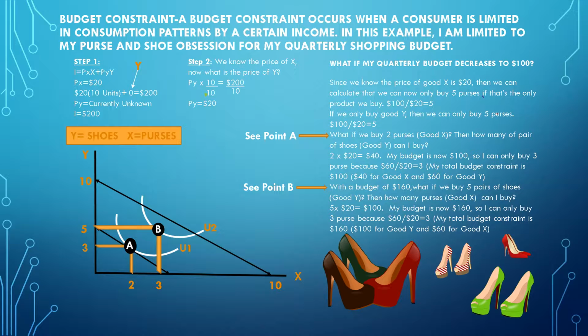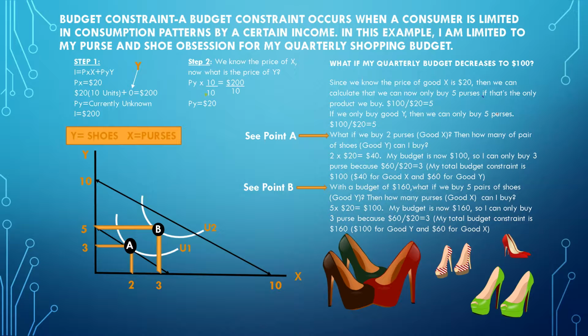2 purses times the cost of the purse, which is $20, means we're spending $40 on that product. My budget is now $100, so I can buy 3 pairs of shoes because $60 divided by $20 equals 3. The $60 is the amount of money remaining. The cost of the product is $20. That means we can buy 3 units. My total budget constraint, again, is $100. If we're spending $40 for good X, which is purses, and $60 for good Y, which is shoes, then we have met our budget constraint of $100.